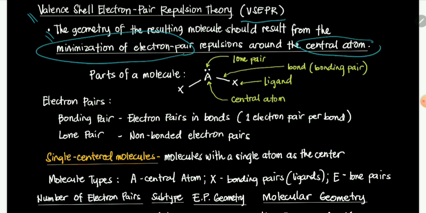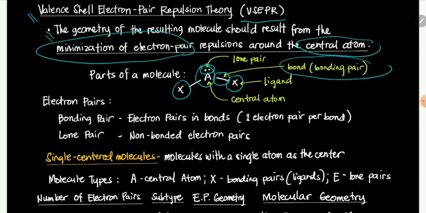Okay? So by the way, meron tayong iba't ibang parts ng molecule. So meron tayong central atom right here. Meron tayong mga ligands. Okay? Yun yung mga atoms na nakakabit dun sa central atom. So yung mga ligands niyo, sa iisang atom lang sila naka-connect. Okay? So meron din tayong mga bonding pairs. Yun yung mga bonds between the ligand and the central atom.